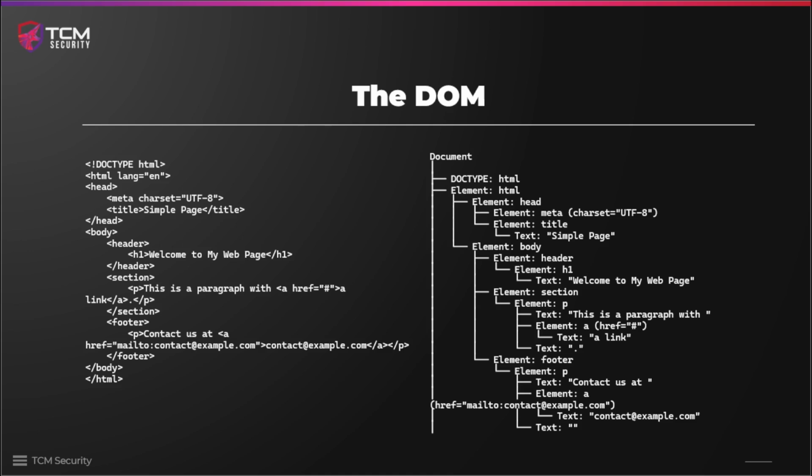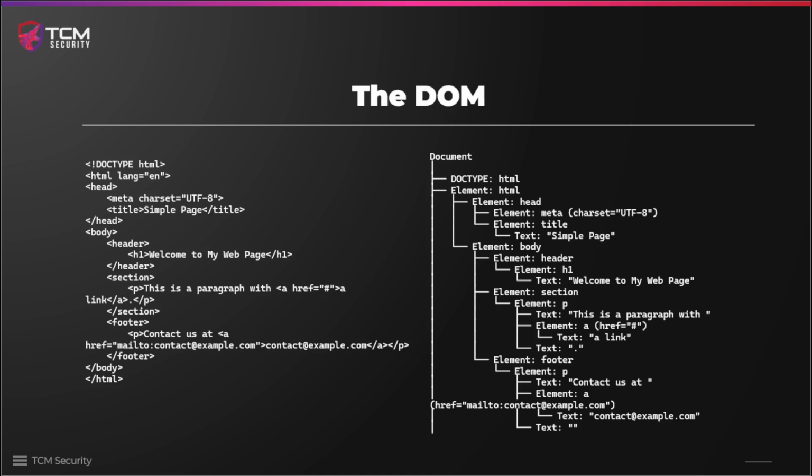Now, the DOM is a programming interface provided by the browser for web documents. It represents the page so that we can change the document structure, style, and content, and the DOM represents the document as nodes and objects.